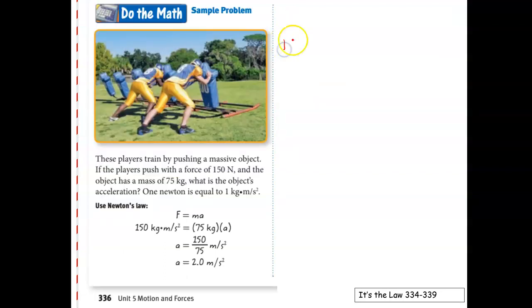We know that we have 150 kilograms. That's our mass. We know that our force is 150 newtons. And we're going to use the equation F equals ma. Now the problem is that we are not solving for F, we're solving for A.